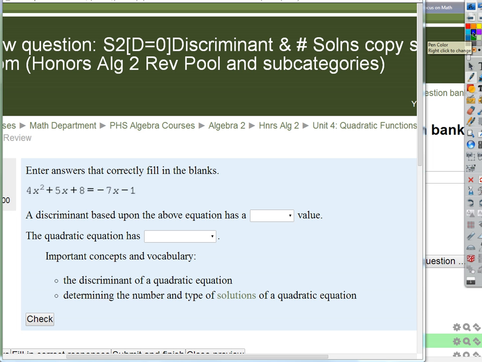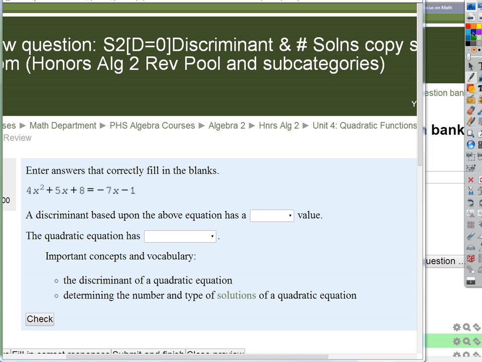So they give us some quadratic equation. Now look at the wording on it. This is much better. A discriminant based upon the above equation, because really the discriminant could have different values depending on how much you simplify the equation. But the discriminant, what is the discriminant?